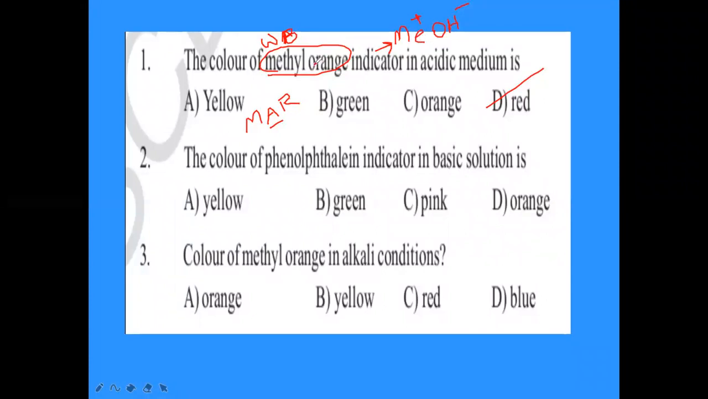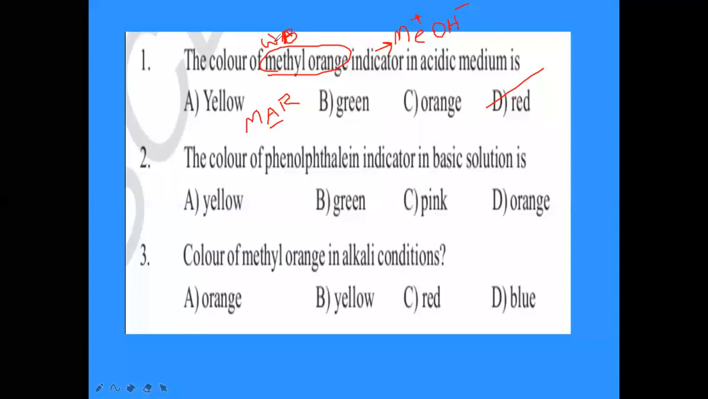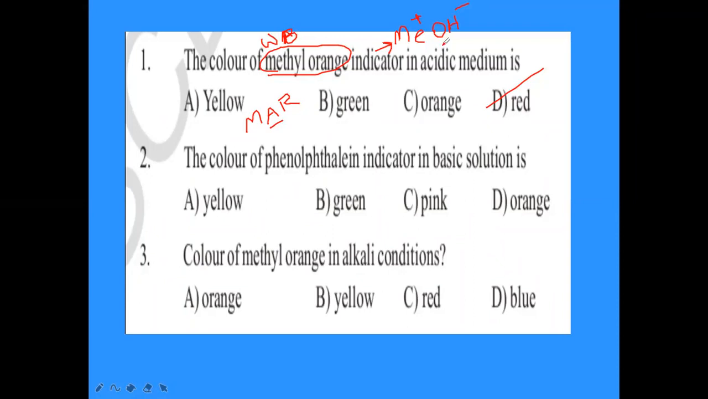So the methyl orange itself is acid or base? It is base because it produces what? OH minus. And weak base or strong base? Weak base. Weak base means it will produce less number of OH minus or more number of OH minus? Less number of OH minus will be produced. Remember, so it is weak base.